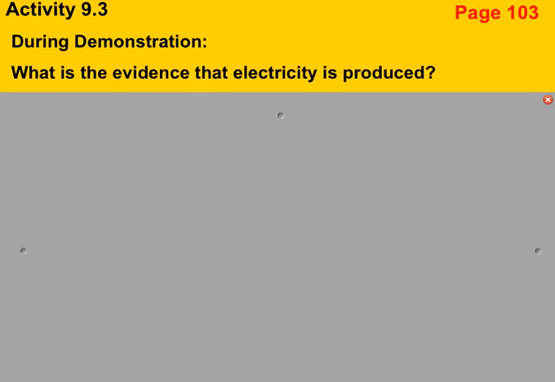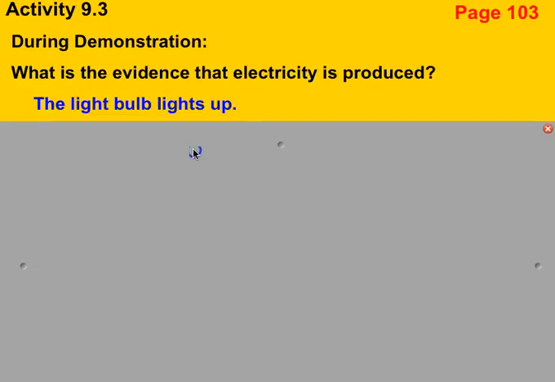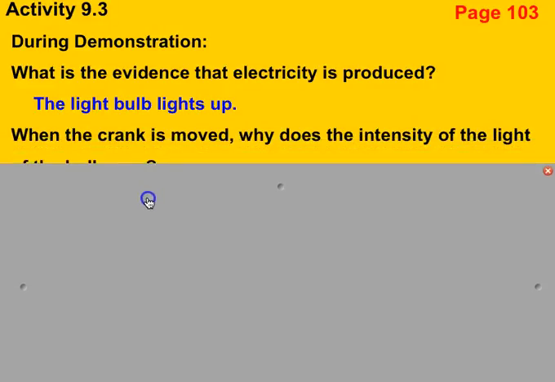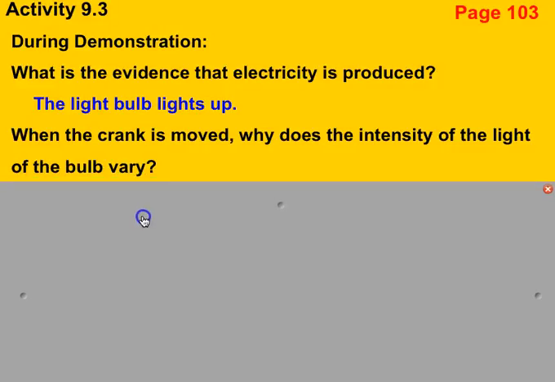During the demonstration, if I'm live, these are the questions I'm going to ask you. If it was a flip lesson, you already watched a video on it. So what is the evidence that electricity is produced? Well, either way, if I did it live or if you watched a video, the light bulb would light up. That's your evidence that those electrons are flowing. Now, when a crank is moved, why does the intensity of the light of the bulb vary?